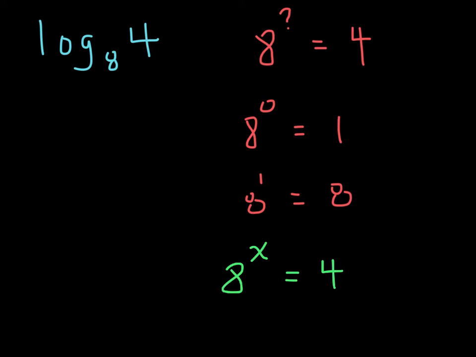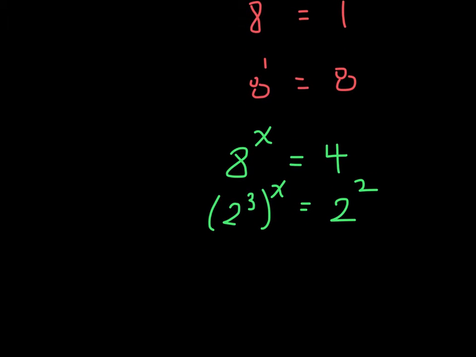In other words, isn't 8 the same thing as 2 cubed? 2 cubed is the same thing as 8, right? And 4 is the same thing as 2 squared. See, I wrote the left and right hand side with base 2. By properties of exponents, we know that this would be the same thing as 2 raised to the power of 3x is equal to 2 squared.